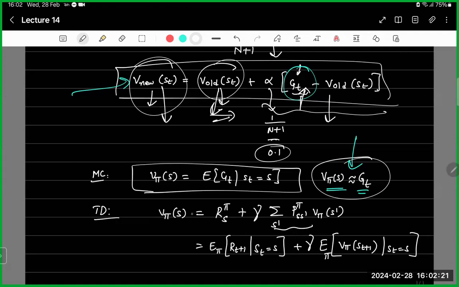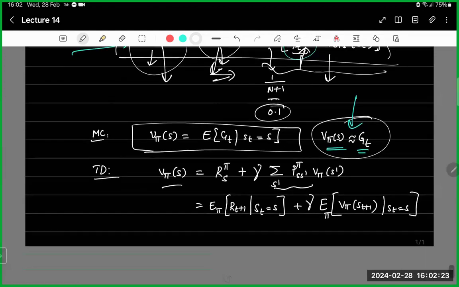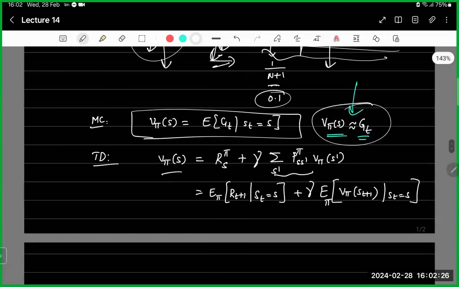Similarly, this is V pi of s. If we want to get a sample, note that it is written as a sum of two expectations. Here we had written it as one expectation; here we are writing it as a sum of two expectations. So let's say we want to substitute samples of these two expectations. What is one sample of the first expectation? How can we get one sample of the first expectation?